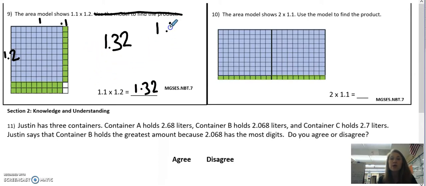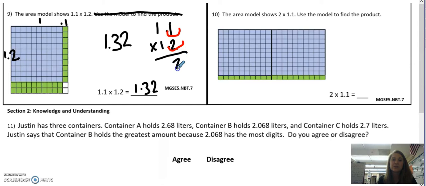If I wanted to solve it using the standard algorithm, I'm going to line up my numbers. Remember, when we multiply decimals, we line up the digits. We don't line up the decimal points. These happen to line up, but the very first thing that we do is hop that decimal out. And so we're actually doing 11 times 12, which is a math fact, but just in case you forgot it.